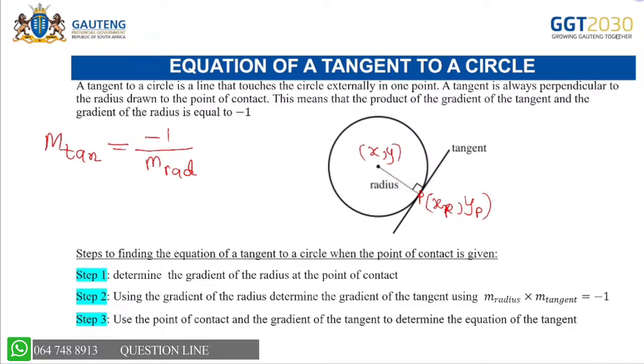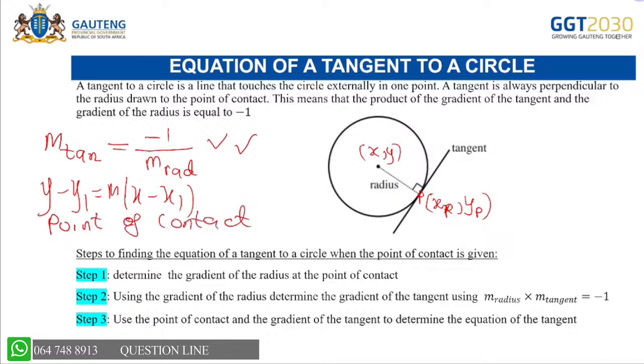After working out the gradient of the radius, since you need an equation, we know that we can use y minus y1 is equal to m into x minus x1. And remember, we need the gradient as well as a point for us to be able to work out the equation. So the gradient we've already worked out here. And then the point, we're going to use the point of contact. In this case, it would be given as x at P, y at P. And then you're going to substitute that into the straight line equation to find the equation of the tangent.